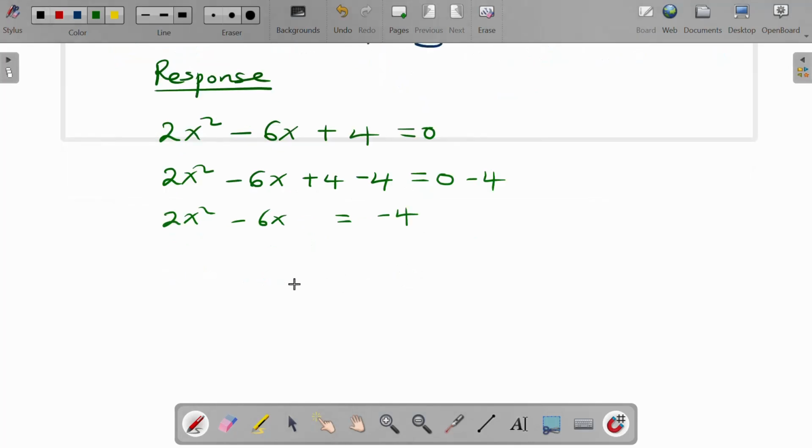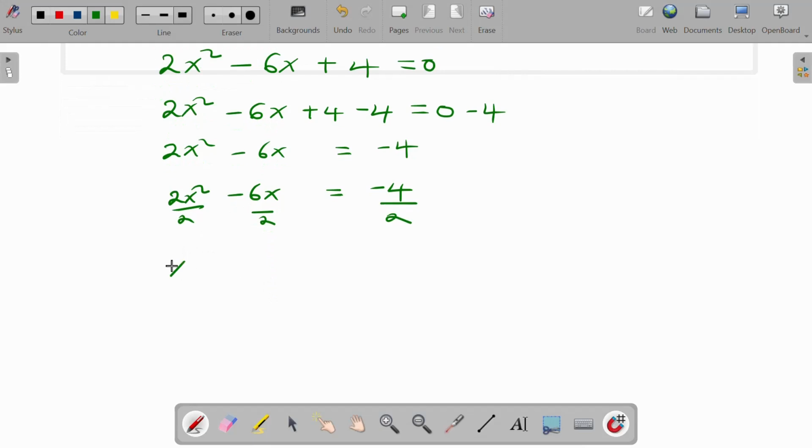Then from there, we have to make the coefficient on x squared here, which is 2, to be 1. How? By dividing through by 2 on both sides. So we are having the 2x squared minus 6x, which equals to the negative 4. We are dividing through by 2 on both sides. So we can have this side x squared minus the 3x equals to negative 2.